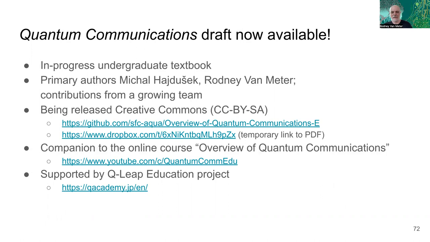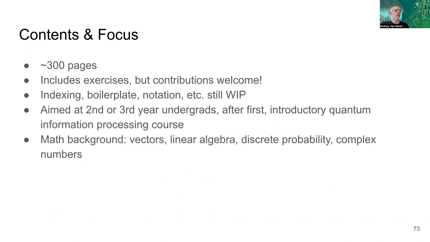It's about 300 pages right now. It includes exercises. There's still a little bit of stuff that needs to be added to it. It's aimed really at second or third year undergrads after a first quantum information processing course, but it doesn't take a lot of math background, primarily vectors and linear algebra and discrete probability and complex numbers, and you're done.